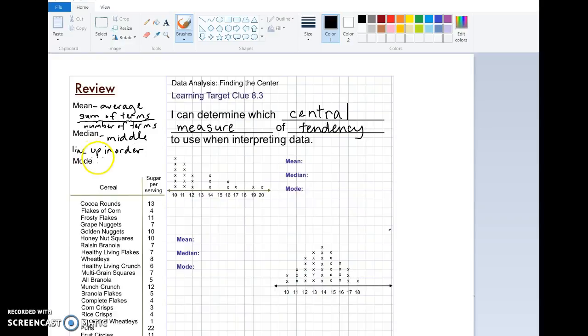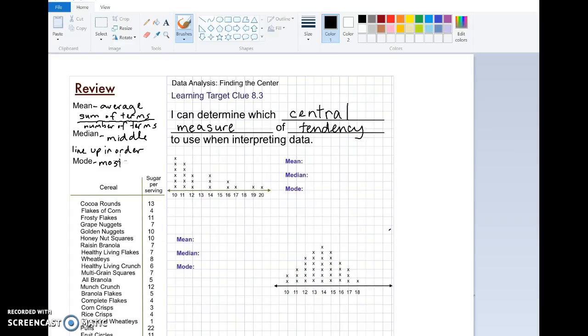All right? Mode means the most. Which data value occurs the most. That's the mode. Okay? So mean, median, and mode. You should already know how to find those, but that was just a quick review to refresh your memory. Now, what we want to do is decide which is the best measure of that center. Should we use the mean? Should we use the median? Should we use the mode? Which is the best center?